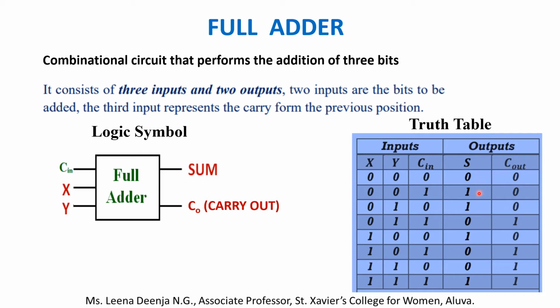Here we can see that our sum output is 1 only when one of the inputs is equal to 1 or all the inputs are equal to 1. And for this carry, it is 1 only when 2 or 3 inputs are equal to 1. Here we can see that when 3 inputs are 1, then also carry is 1. And for other cases, when 2 of the inputs are high, then carry output is high.